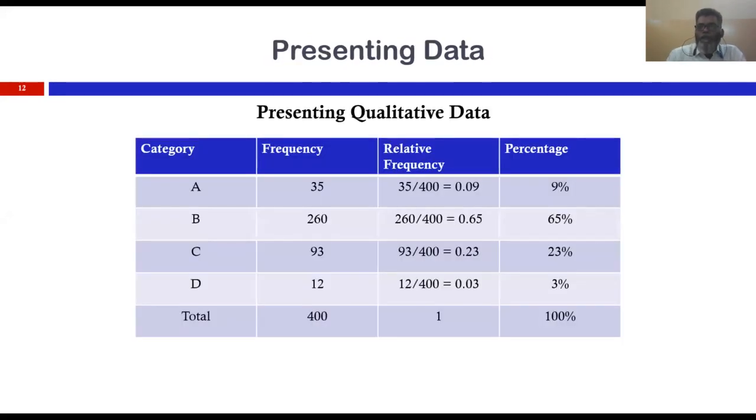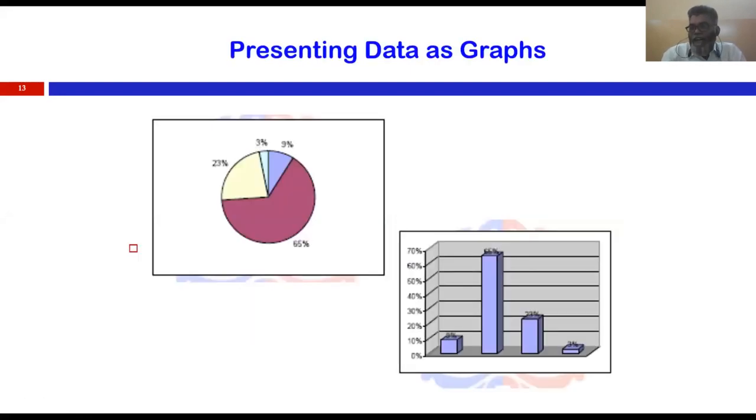See here some examples of how we are going to present the data. Here they mention the category, the frequency, the relative frequency, and this is the total frequency. The relative frequency means the frequency divided by the total, 35 by 400, which is equal to 9%. Like that, it can be. So this is presenting qualitative data. It can be presented either with the help of tables, or with the help of graphs like bar charts or pie diagrams, etc.